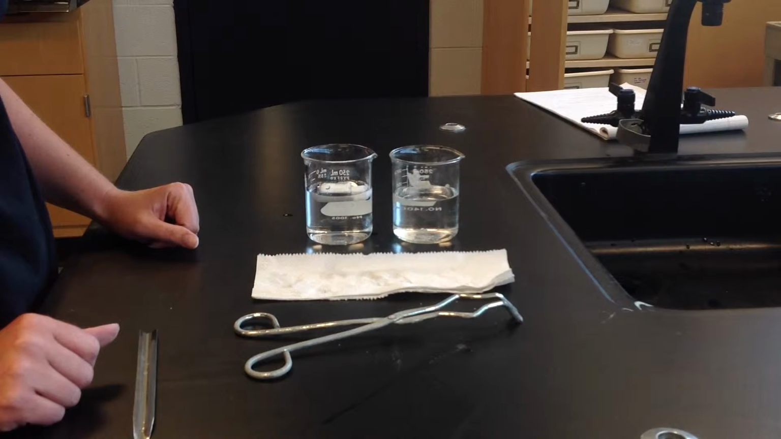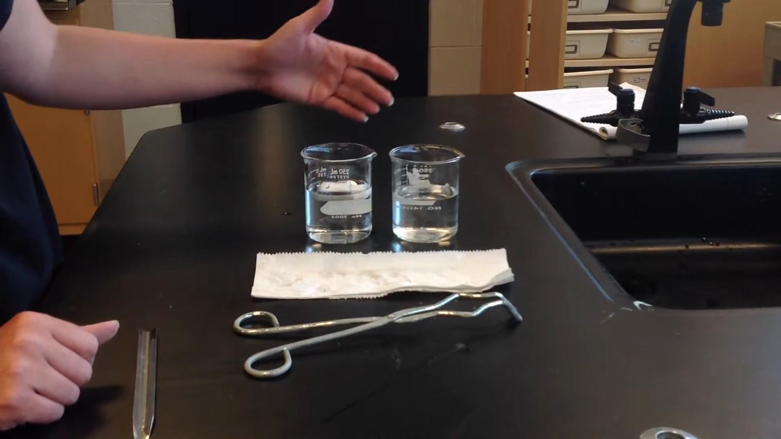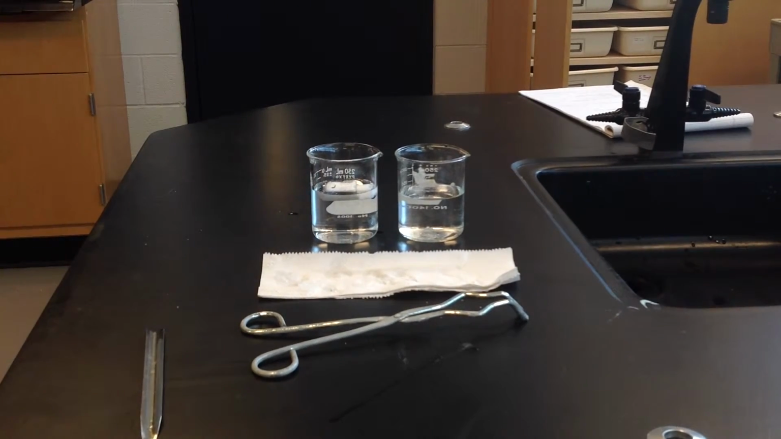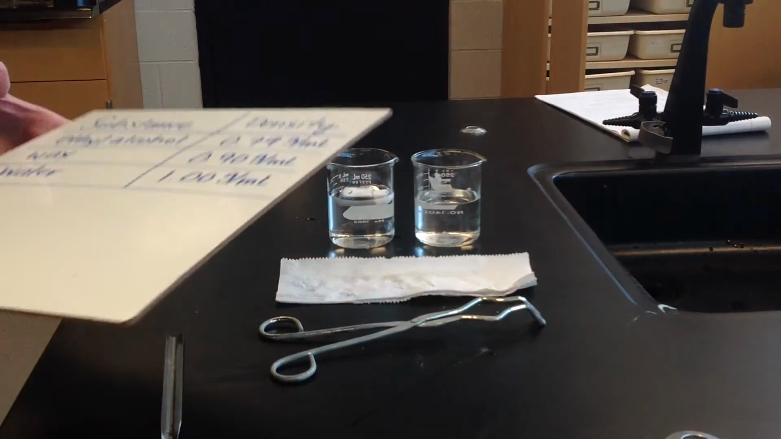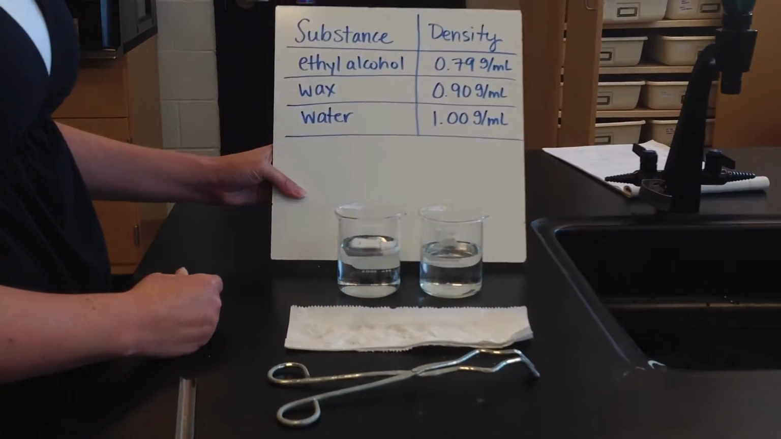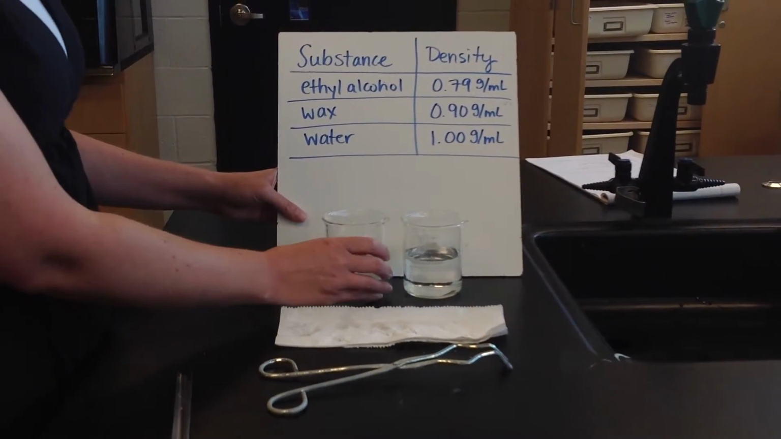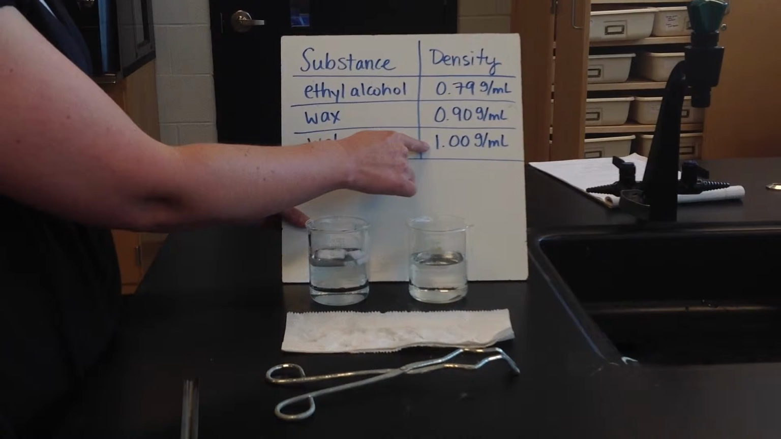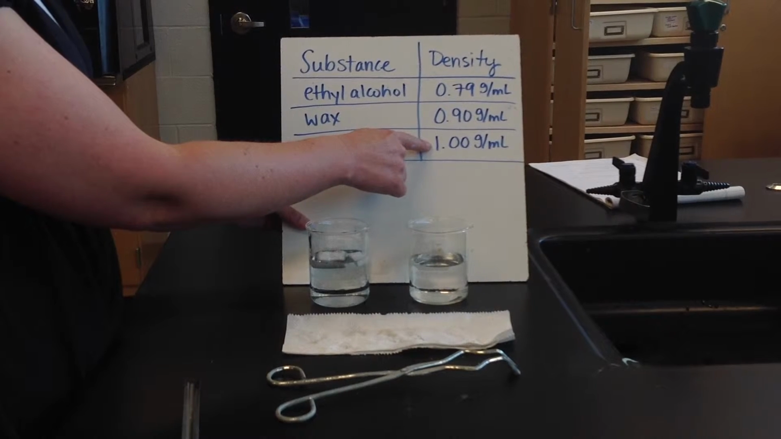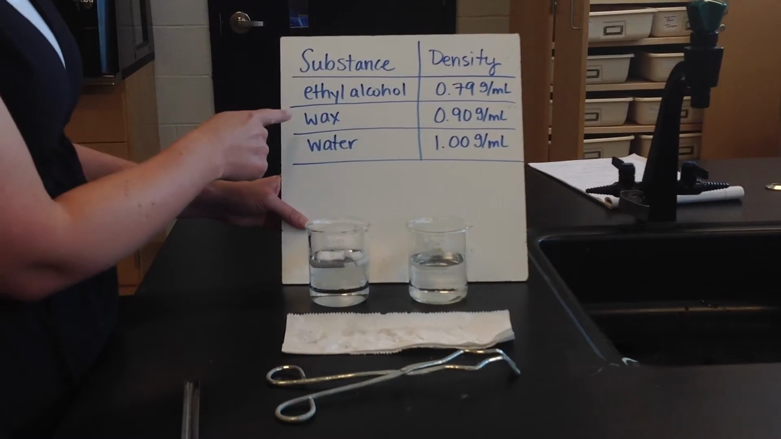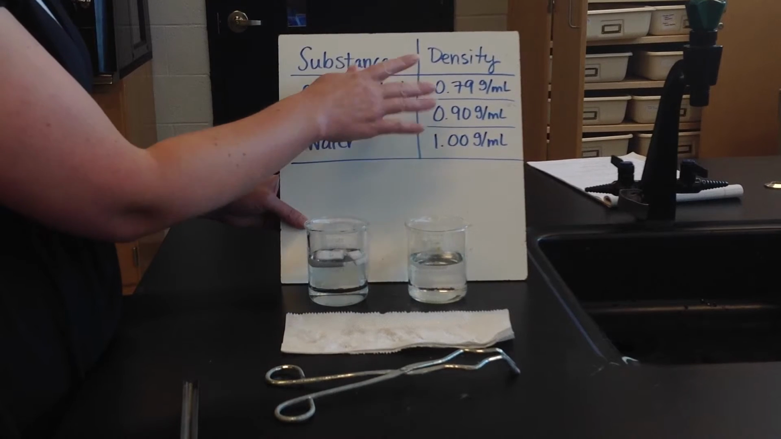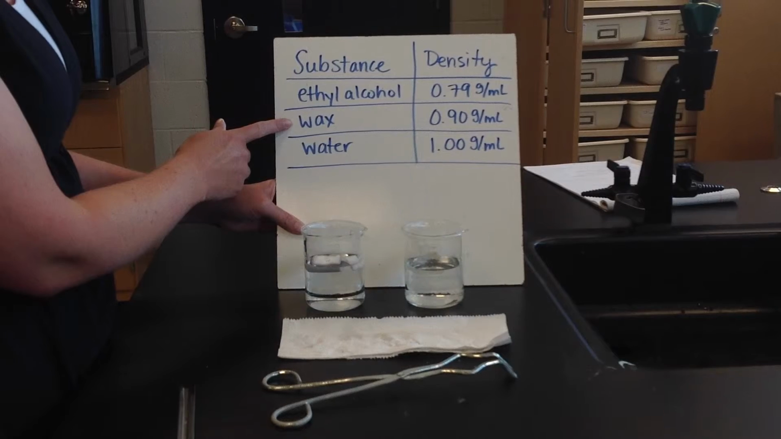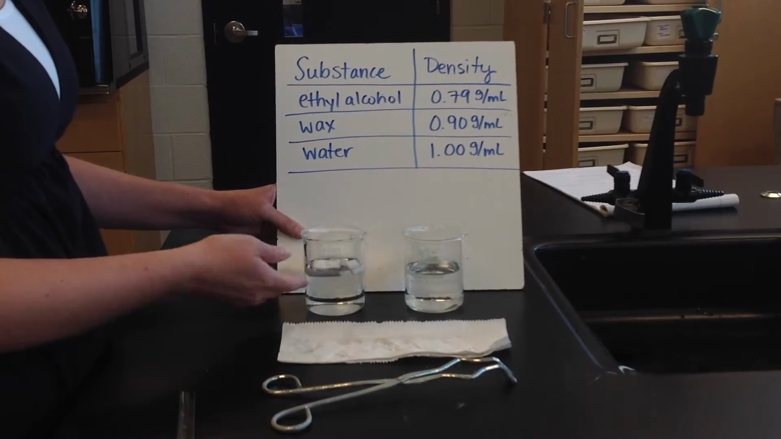And so what we have here is a situation where we have different density levels. Because we have different densities for these substances, in one case the wax floats, and in the other case the wax sinks. This beaker is where we have water. Water has a density of 1 gram per milliliter, because density is mass divided by volume. And wax has a density of approximately 0.9 grams per milliliter. Since the density of wax is less than the density of water, it will float.